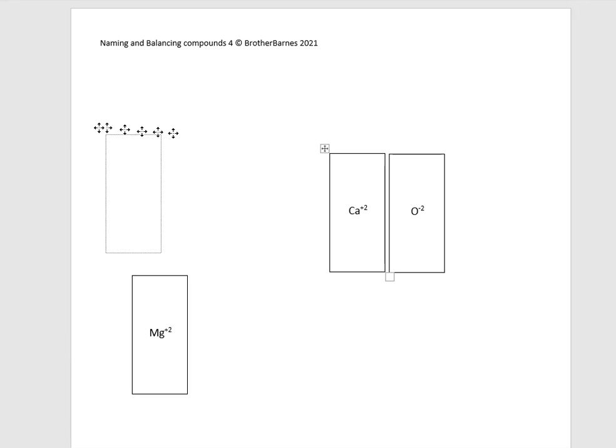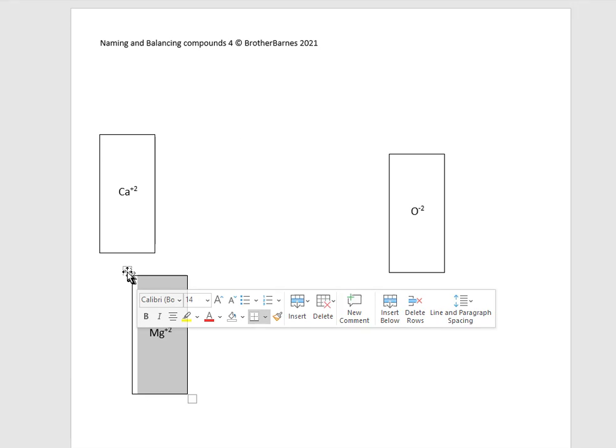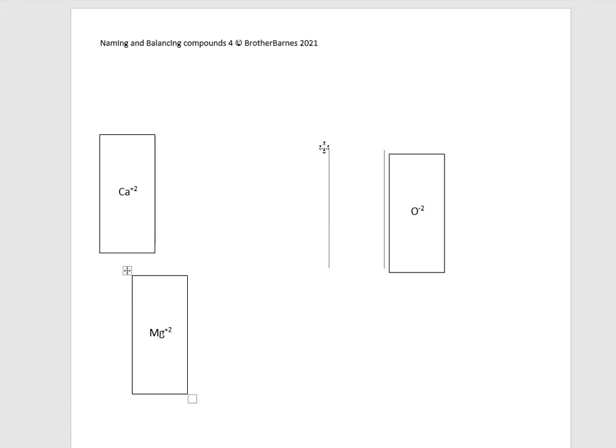Let's try another one, another metal and non-metal. What would you call this compound? Write the formula and name it over here on your piece of paper. Magnesium oxide.